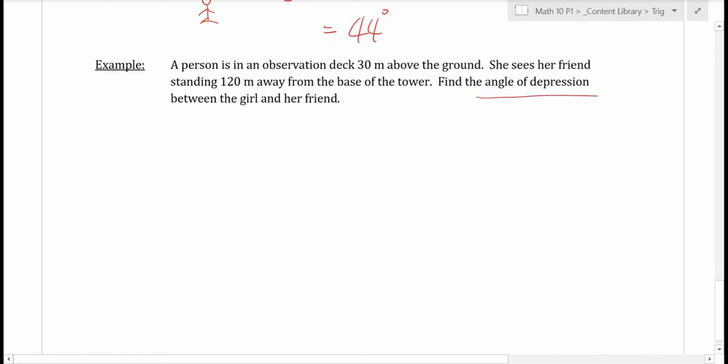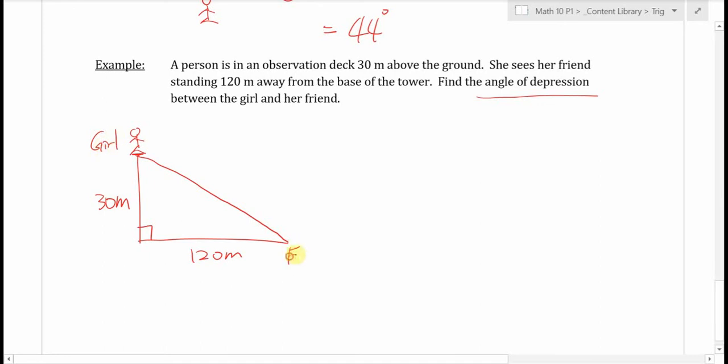So here's this: a person is on an observation deck 30 meters above the ground, so here is 30 meters, and here is a deck, and the person is right here. She sees her friend standing 120 meters away from the base of the tower. Okay, this diagram clearly is not drawn to scale. That's 120 meters. Find the angle of depression between the girl and her friend. So this is the girl, and here's the friend. We're looking for the angle of depression.